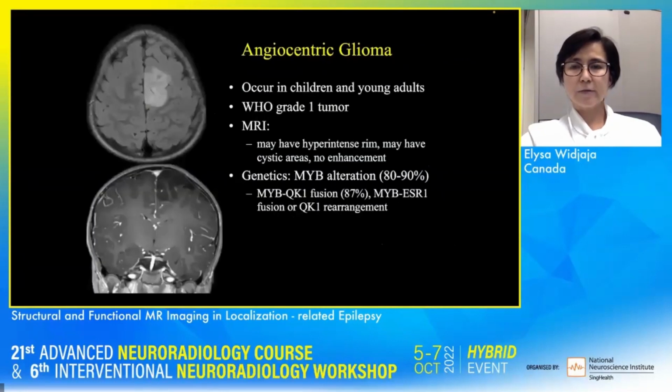So let's move on to angiocentric glioma. This occurs in children and young adults. On MRI, they may have a hyperintense rim and may have cystic areas. The lesions generally do not show enhancement. In terms of genetic abnormality, MYB alteration is the most common form of mutation encountered in angiocentric glioma.